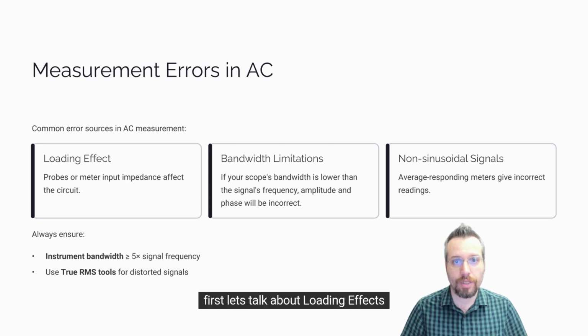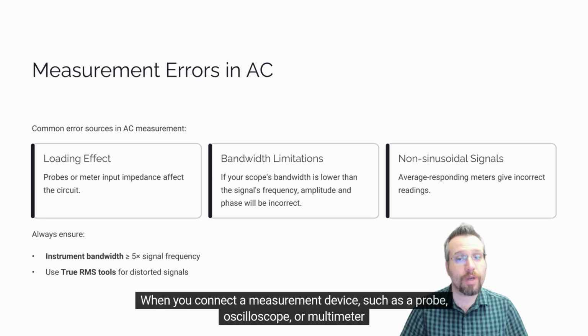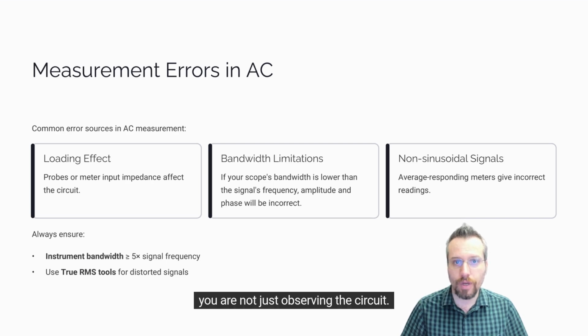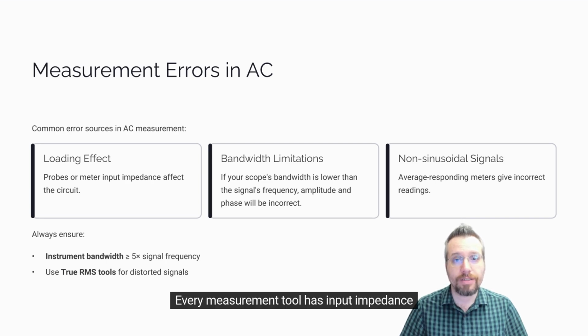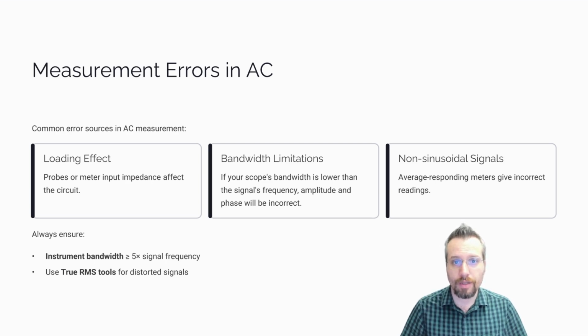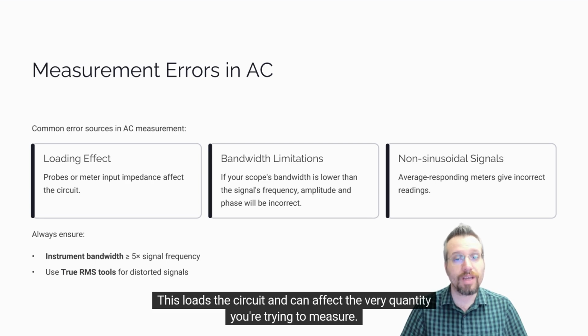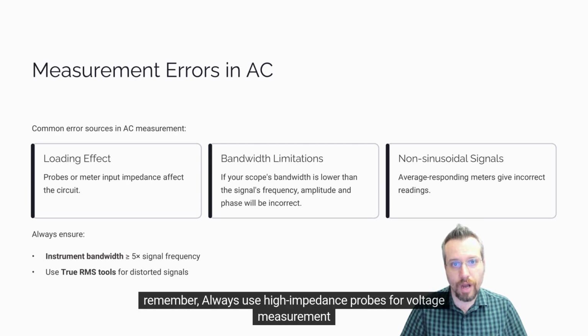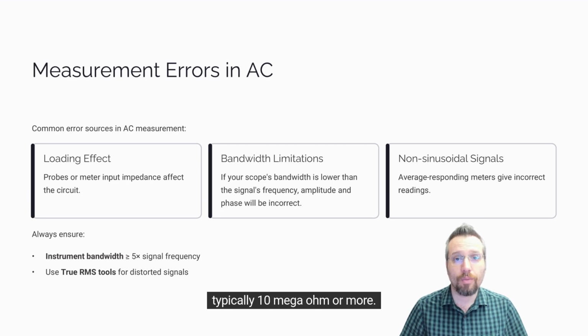First, let's talk about loading effects. When you connect a measurement device such as a probe, oscilloscope, or multimeter, you are not just observing the circuit. You are becoming part of the circuit. Every measurement tool has input impedance, meaning it draws some current from the node you're probing. This loads the circuit and can affect the very quantity you're trying to measure. Remember, always use high impedance probes for voltage measurement, typically 10 megaohm or more.